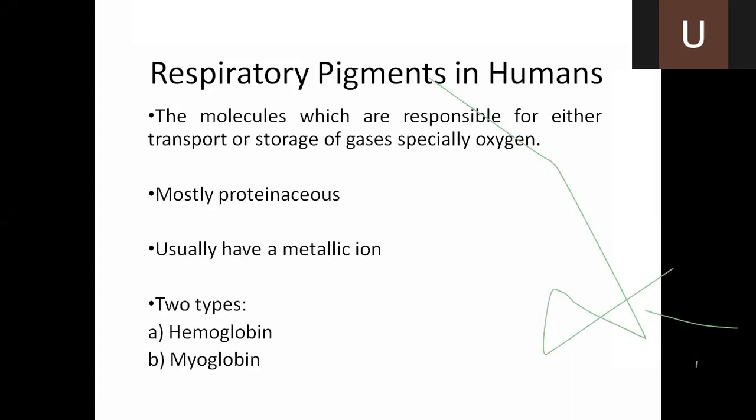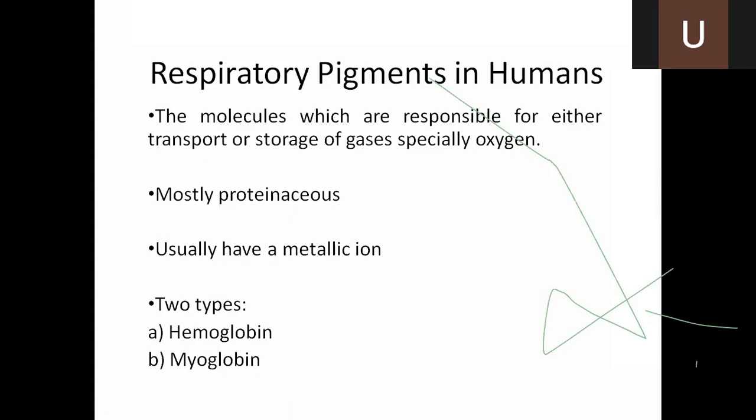Today we are going to study about the respiratory pigments. So far we've studied what is respiration, how it is done. We also studied how the oxygen transport can occur. Now we are going to start with the respiratory pigments, that is, how the oxygen molecules are carried through the body.